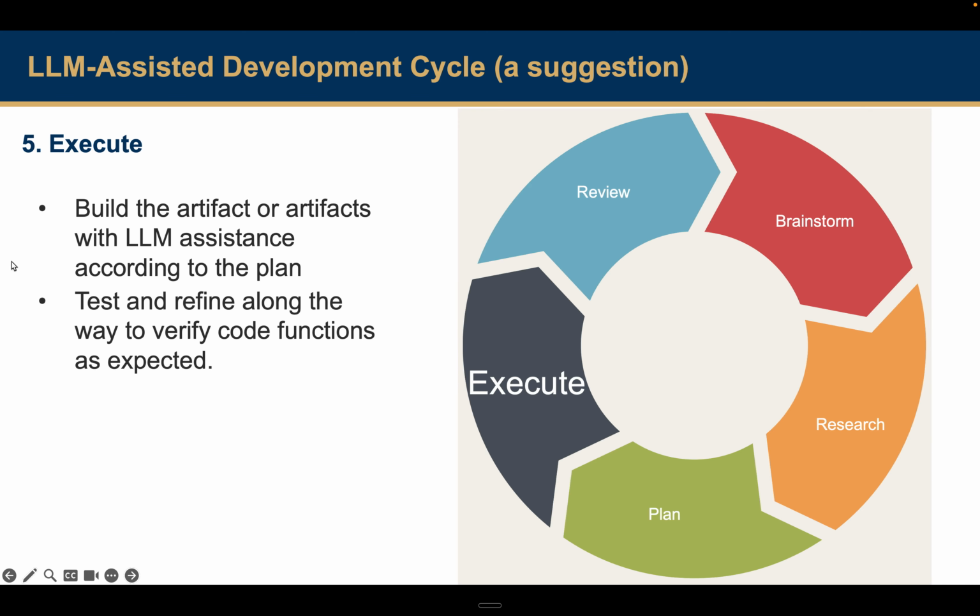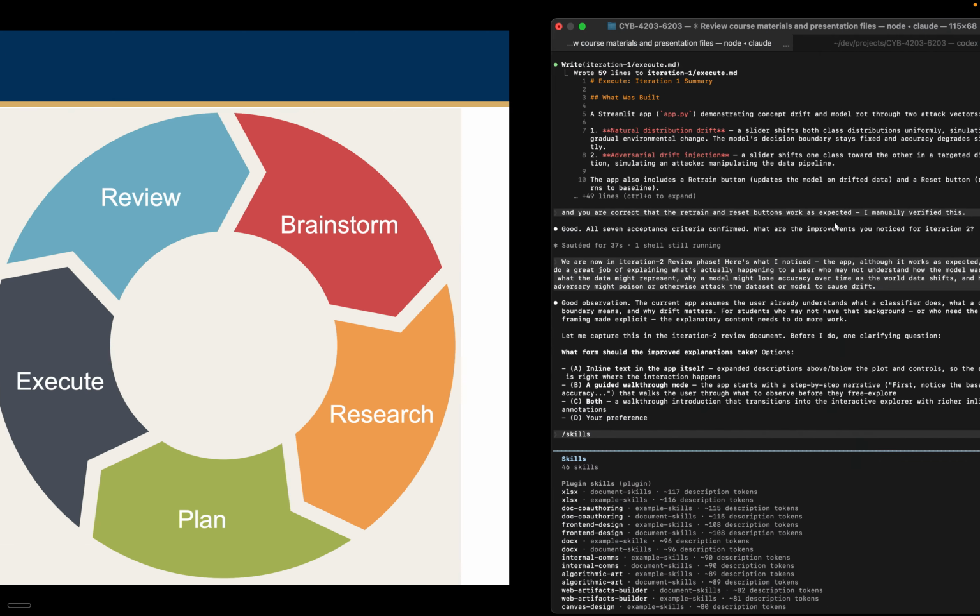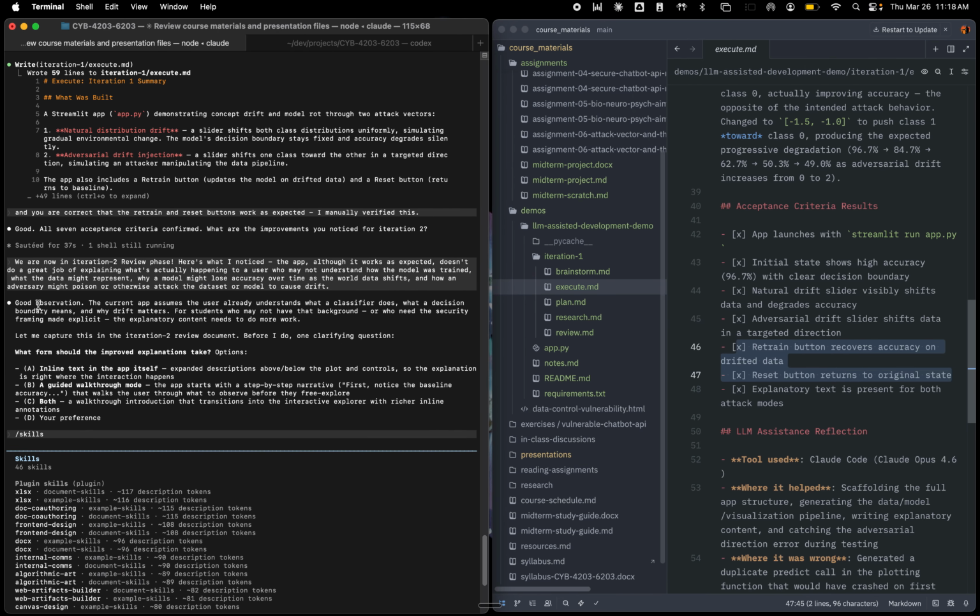So now we're back to the review phase again. So we went through review, brainstorm, research, plan, and execute. Now we're back to review. And in this case, it's going to be like reviewing what went well, what went badly, how can we improve it? Does the code run? Does the artifact demonstrate the attack? How can we make it better? What's missing? That type of thing. And then, we'll brainstorm and research and plan again.